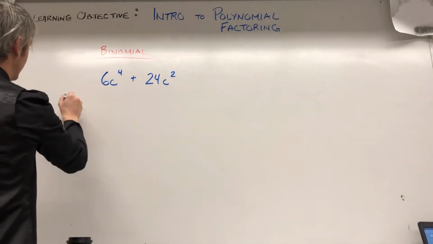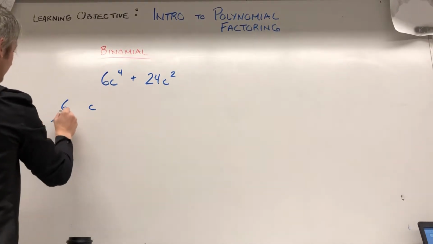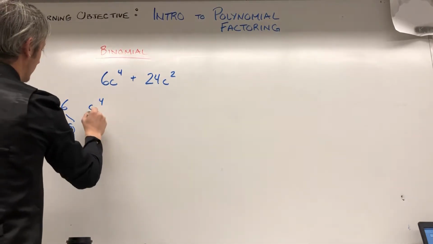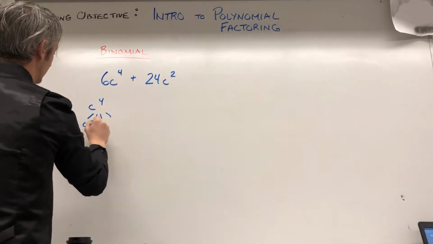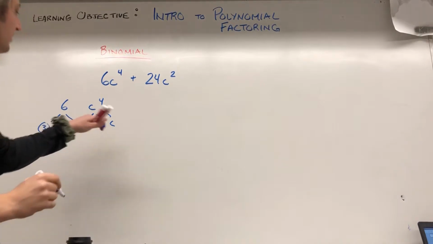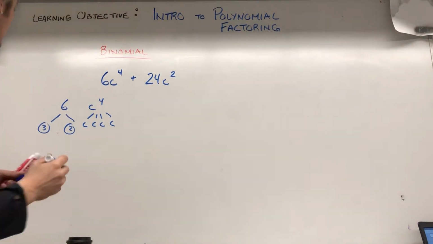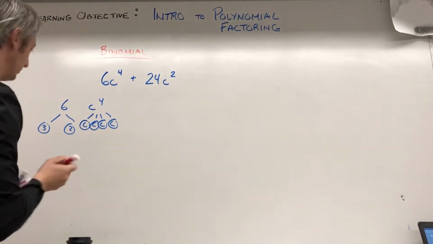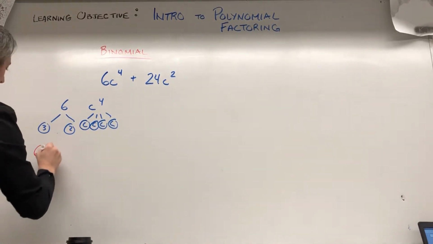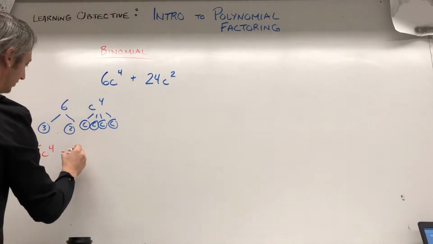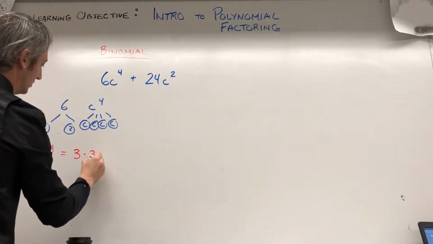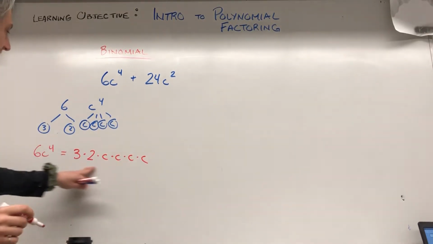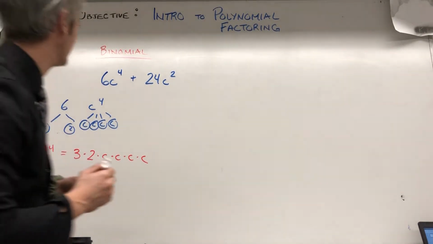So start with the 6c. So we have 6 and we have c. 6 factors down to a 3 and a 2. C to the power 4 factors down to, you guessed it, 4 c's. C times c times c times c gives me c to the power of 4. So each of these is circled, those are ends. So then we get 6c to the power of 4 is equal to 3 times 2 times c times c times c times c. Okay? That's the factors of 6c to the power of 4.